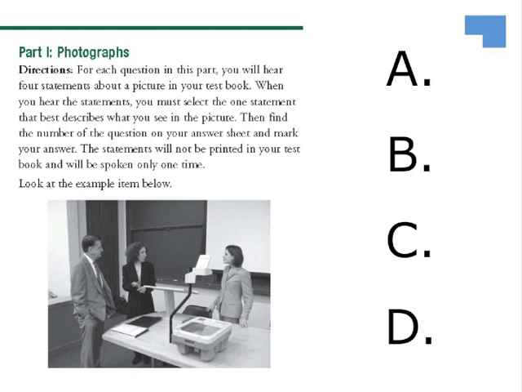Now, the real challenge here is in this next statement. The fact is the statements themselves are not printed in the test book, and you'll hear them only once. So again, what you will see on the test form itself are basically just four letters, A, B, C, and D, and the picture. So this can be our first challenge when we're taking this part of the test, is that we don't actually get to see the statements that they're reading to us. We actually just listen to them once.